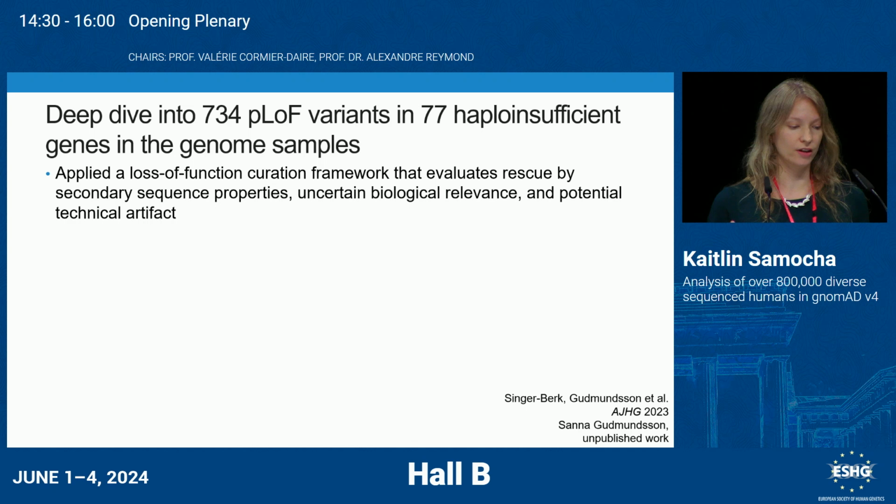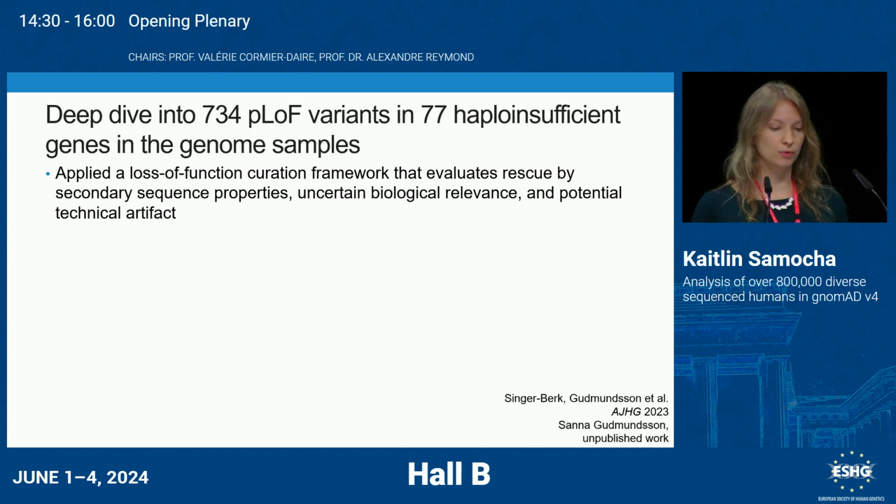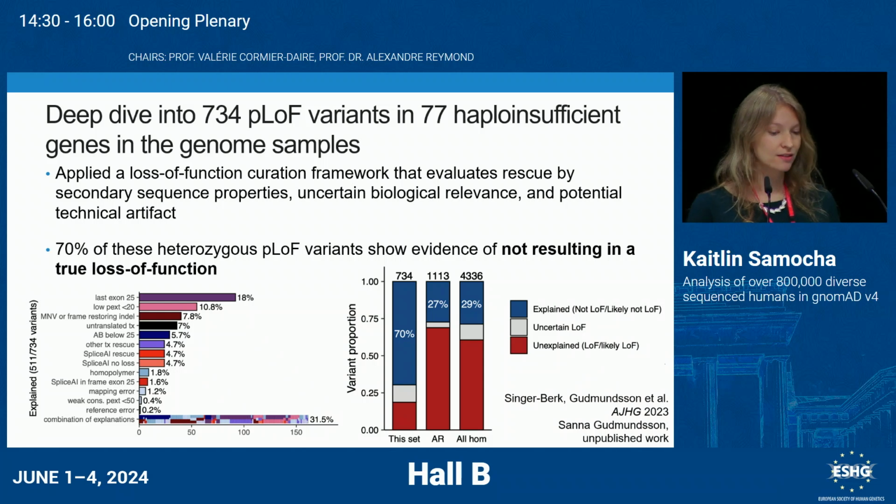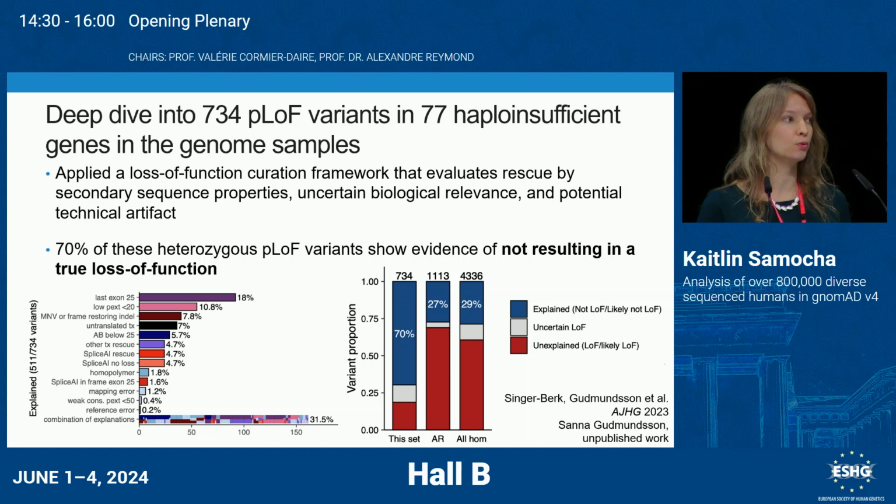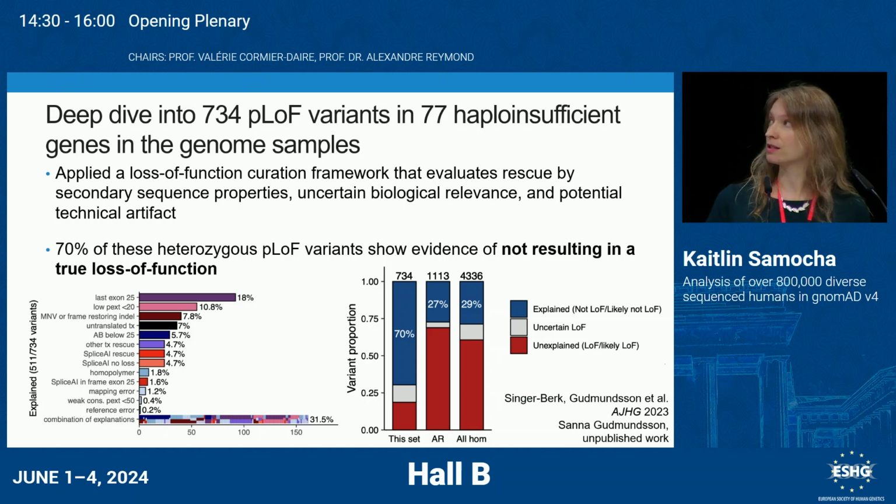So of these 734 loss-of-function variants in haploinsufficient genes, 70% of them have evidence that they are not actually resulting in a true loss-of-function variant. So again, you're seeing it in the data set, but it might not be having the effect that you would initially predict just based on, for example, a VEP annotation. So this is, on the left, what's depicted as some of the reasons that those variants did not seem to be a true loss of function.